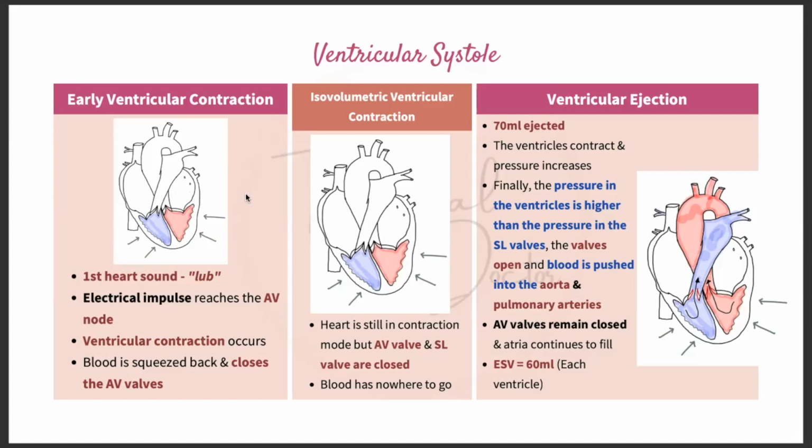When that happens, the valves present over here will try to stop it, and they stop it by closing. When they close, you will hear the lub sound, and the lub is the first heart sound. So which valves are involved? It's the AV valves, the atrioventricular valves, the mitral and the tricuspid valve. This is the tricuspid, this is the mitral valve.